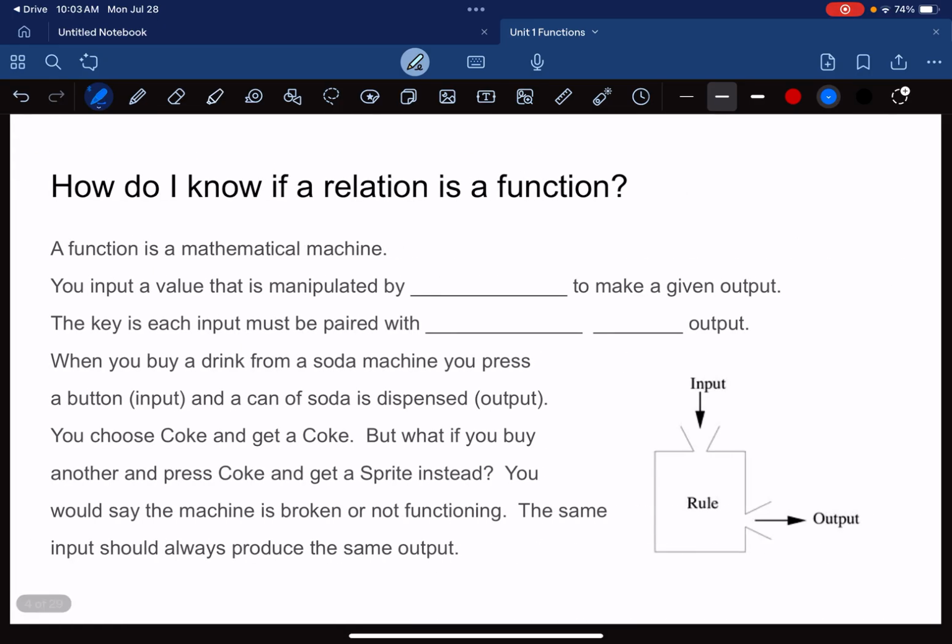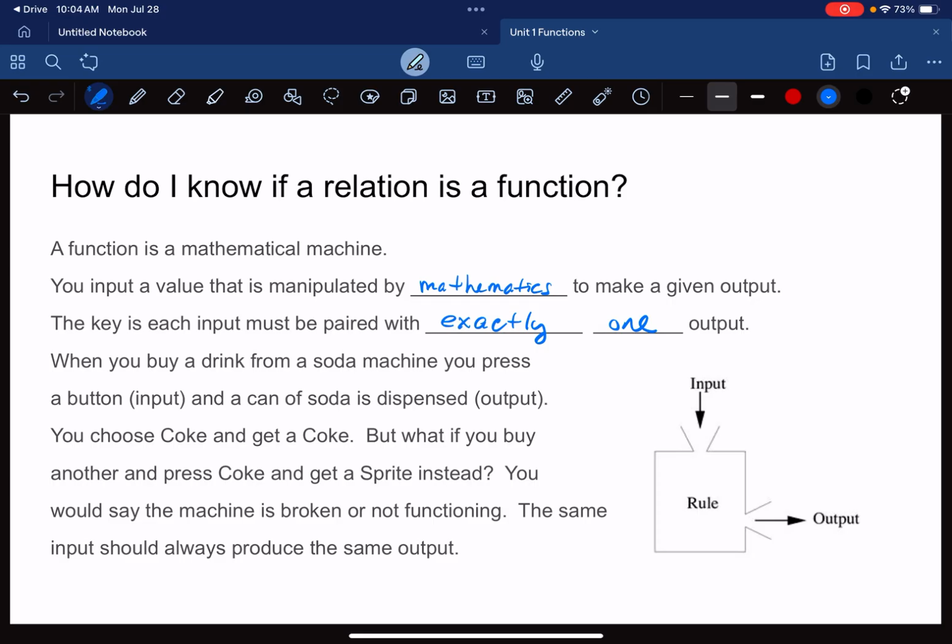How do you know if a relation is a function? Well, a function is a mathematical machine, and you input a value that is manipulated by mathematics or an equation, right? So to make a given output, the key is each input must be paired with exactly one output.